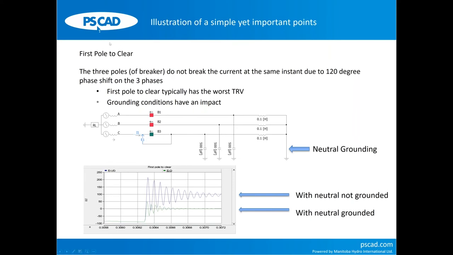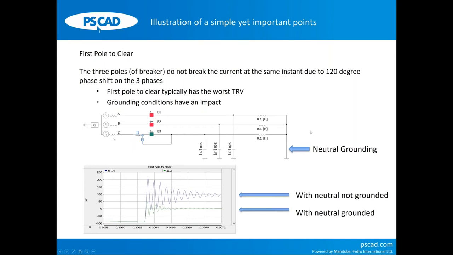This is one of the other important points. Generally, when we see a TRV violation, we are opening the three phases. We know that they open at three different times because the current zero happens at three different instances. There will definitely be a first pole that opens. In most cases, we have practically seen, and the standard also mentions, that the important point is the first pole. The first pole opening is very critical.